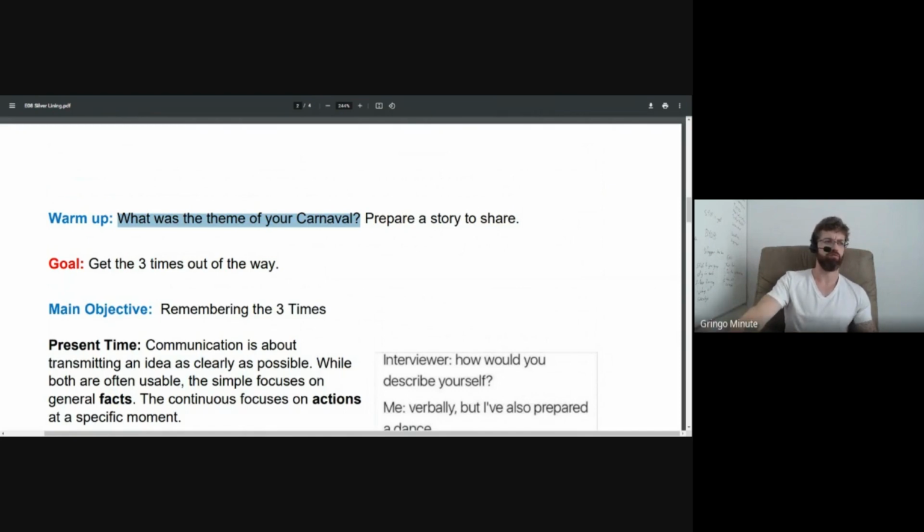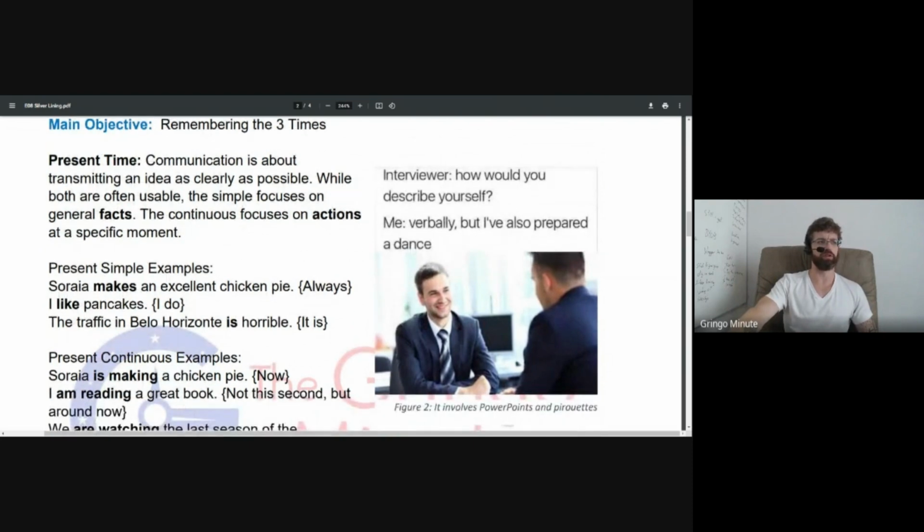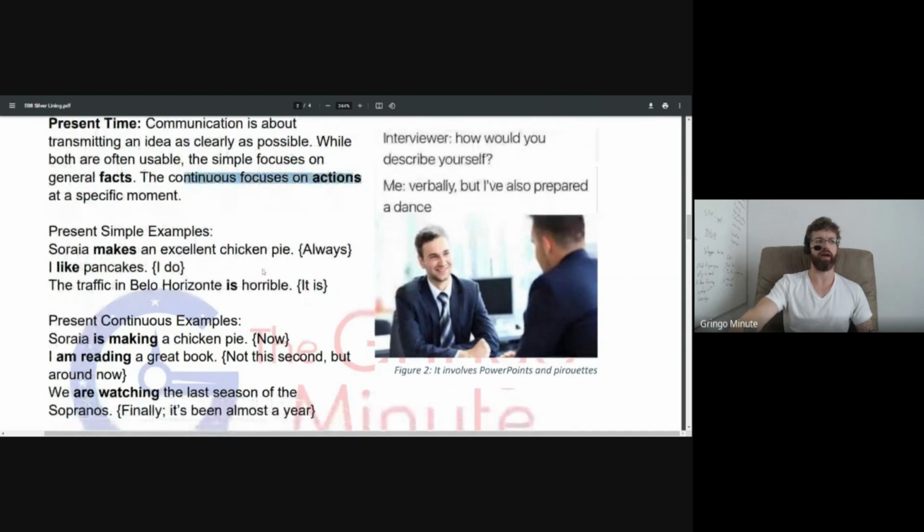And here we go. Remembering the three times. We start with the present just because it's the first time that we see, and it's the foundation for the other ones, at least the way that English is structured. And the big idea is that the simple will be focusing on general facts, while the continuous will focus on actions. I made a little bit of commentary here.